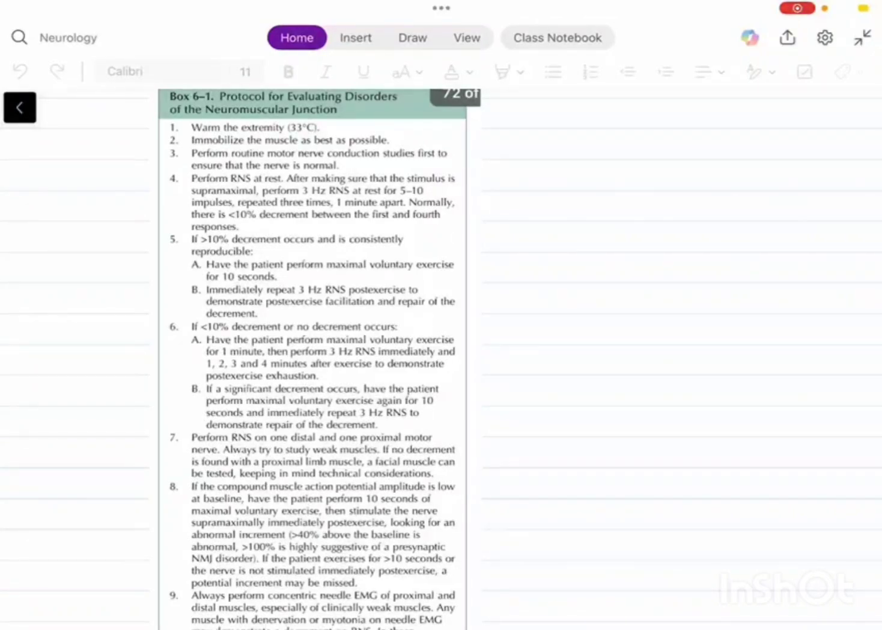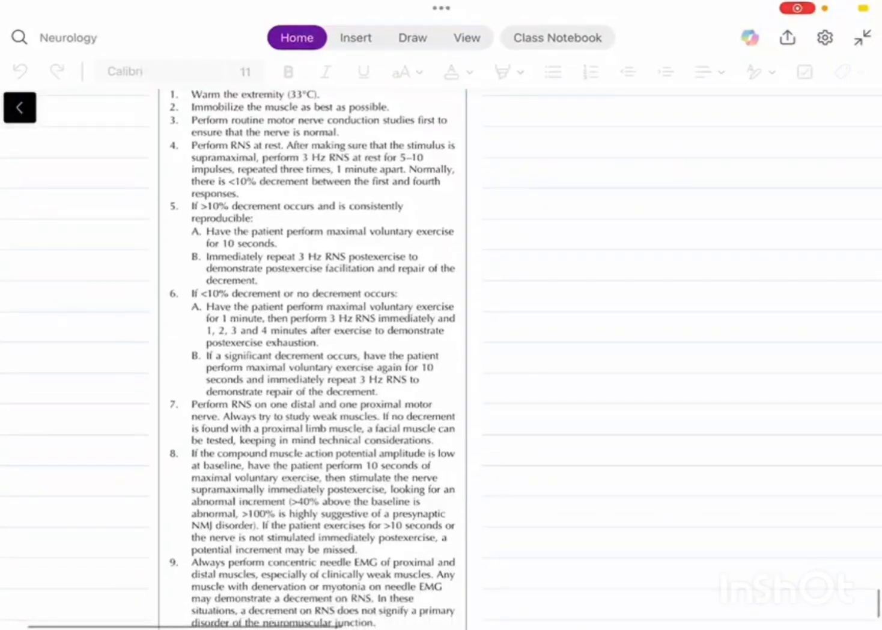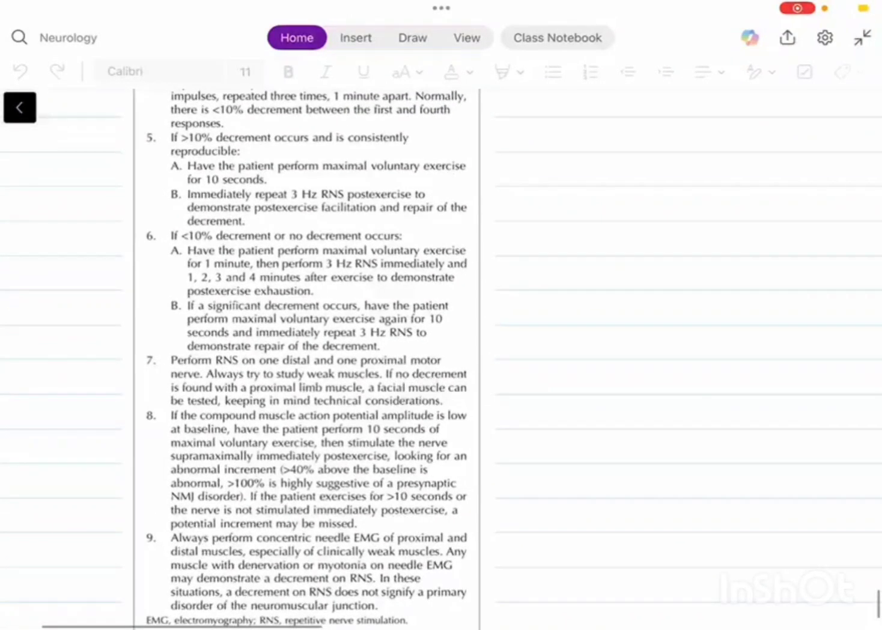Normally there is less than 10% decrement between the first and the fourth responses. If more than 10% decrement occurs and is consistently reproducible, have the patient perform maximal voluntary exercise for 10 seconds. Immediately repeat the 3 Hz RNS post-exercise to demonstrate the post-exercise facilitation and the repair of the decrement.